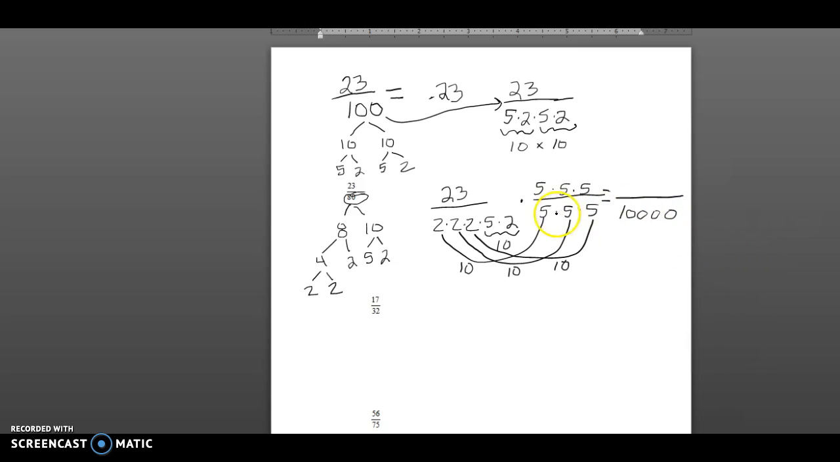Okay. The top, I am grabbing a calculator. Hold on. I'm going to multiply this. So that's 23 times 5 times 5 times 5. And I get 2,875.